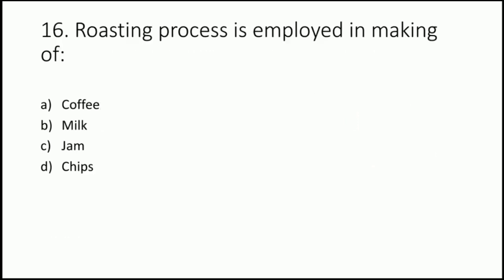Next question. Roasting process is employed in making of coffee, milk, jam, chips. So roasting is a very important step in the making of coffee. So the answer is option A, coffee. Roasting is the stage at which the characteristic flavor of coffee is developed. Therefore it is a very important step in coffee powder making.